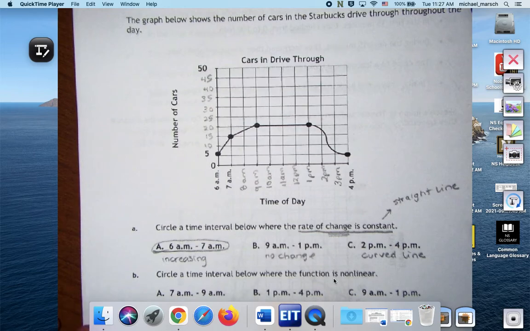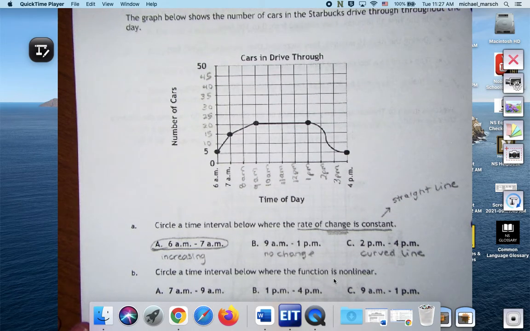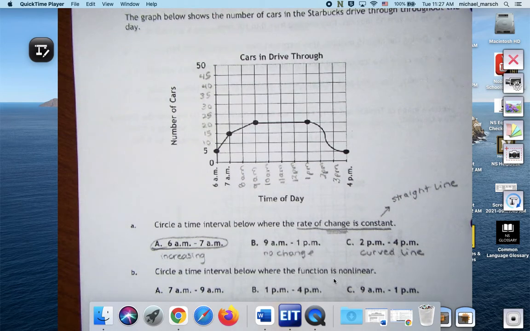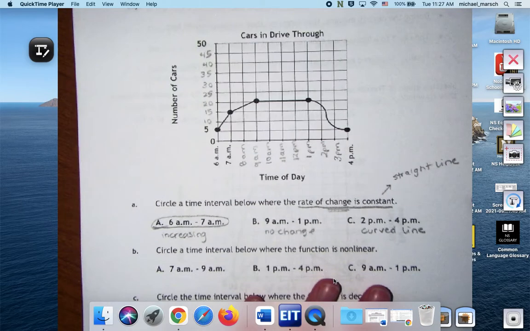Wait, why couldn't it be 7 to 9? It could be. That's just not one of the choices. Okay. You're right. So you just have to pick from one of the choices. You don't have to tell me one on your own. You just pick from one of the three choices. Rylan, you okay back there? Yep. You sure? Yep. Okay.